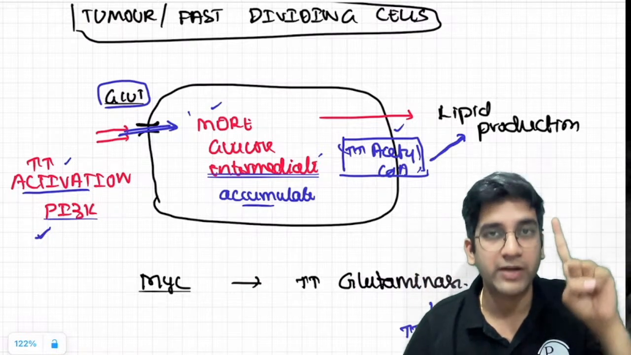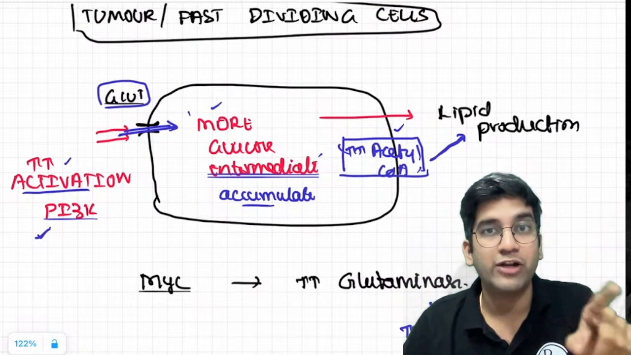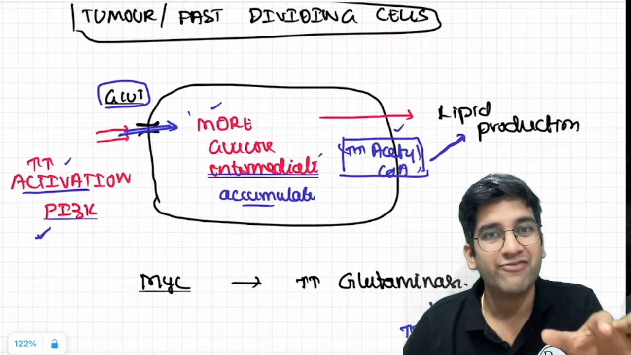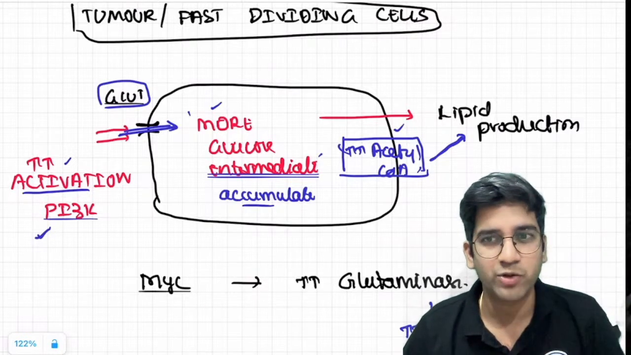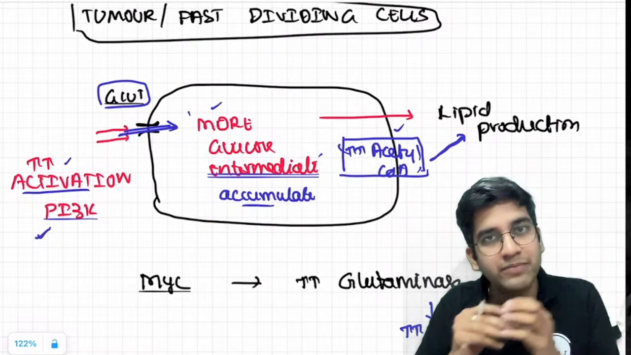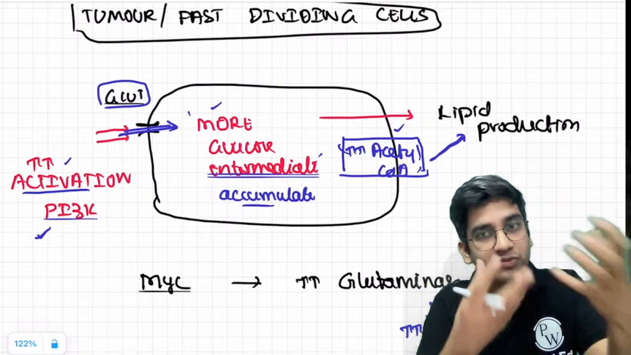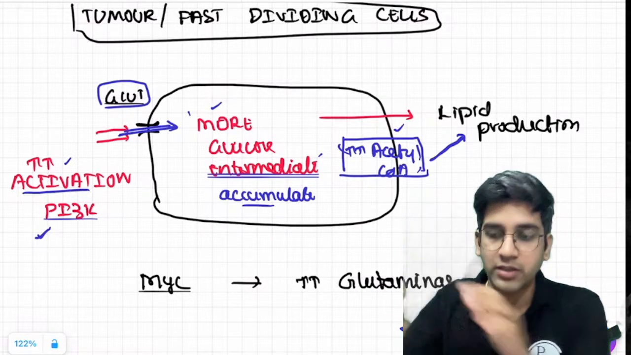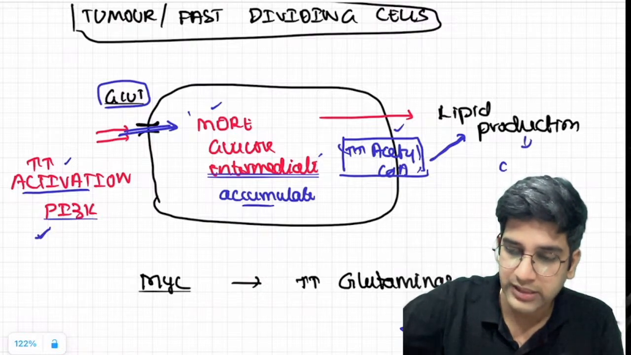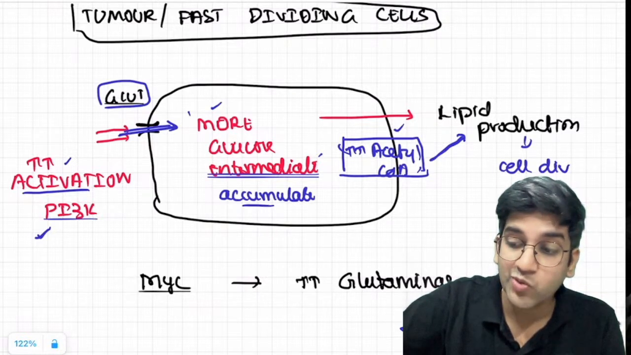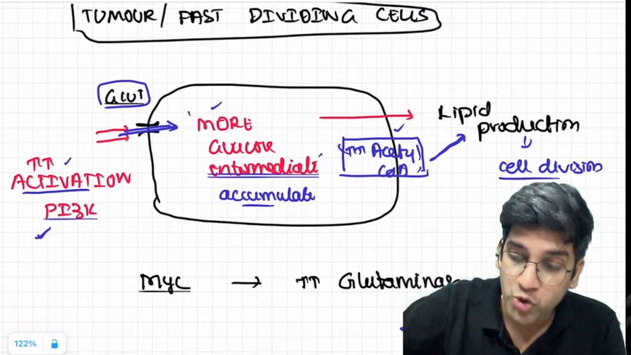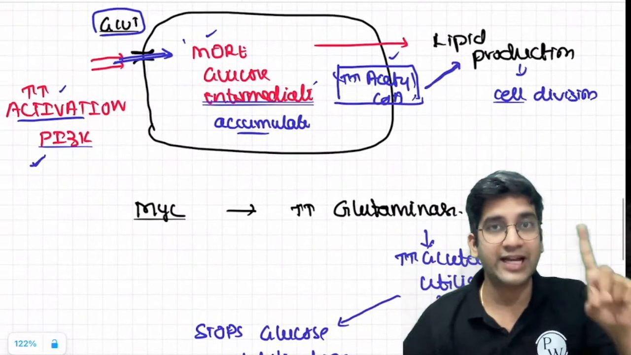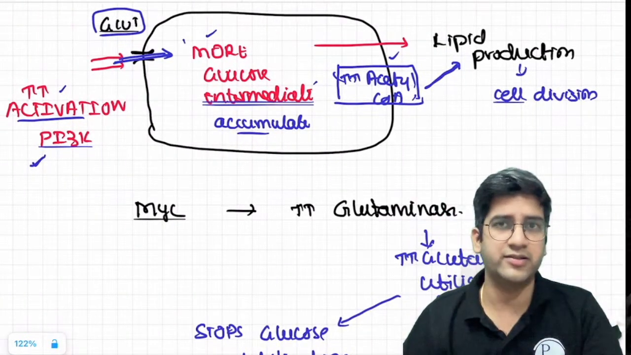Again, if you remember your biochemistry, can I say that for lipogenesis or fatty acid synthesis, acetyl-CoA is important? Yes, I am redirecting it. I am taking in lots of glucose, stopping it in between and using the acetyl-CoA to produce lipid, because this is needed for cell division. This happens even in a normal dividing cell, not just in cancer. A normal stem cell also does this.